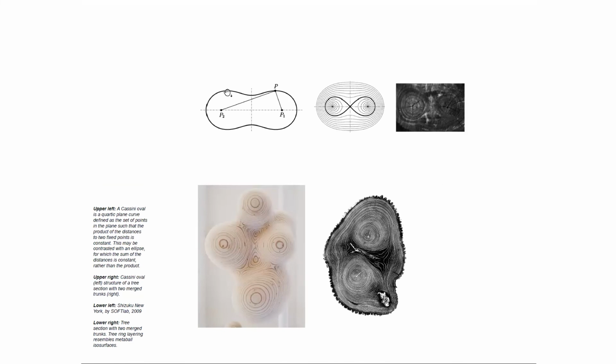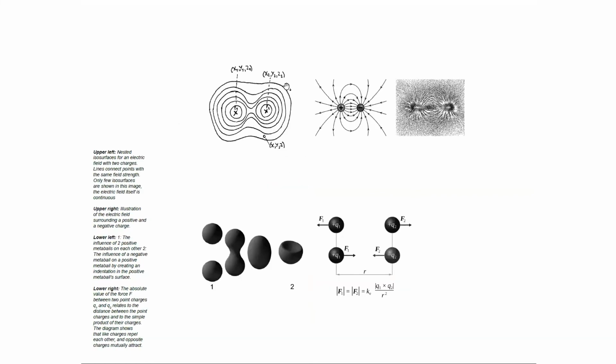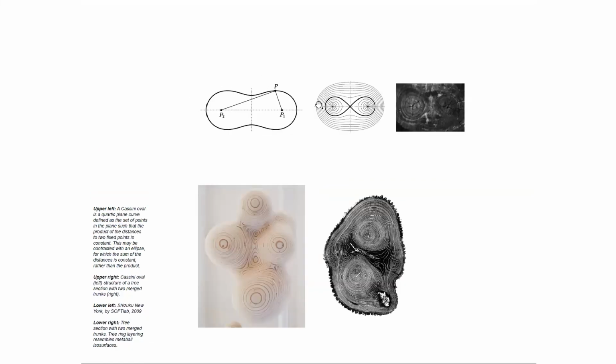And this is another example. This is called the Cassini Oval. It says here it's a quadratic plane curve defined as a set of points in the plane such that the product of distances to two fixed points is constant. To be honest, I'm not 100% sure, I didn't look into it well yet, but I think there's again a connection. I think these metaballs are basically these Cassini ovals.